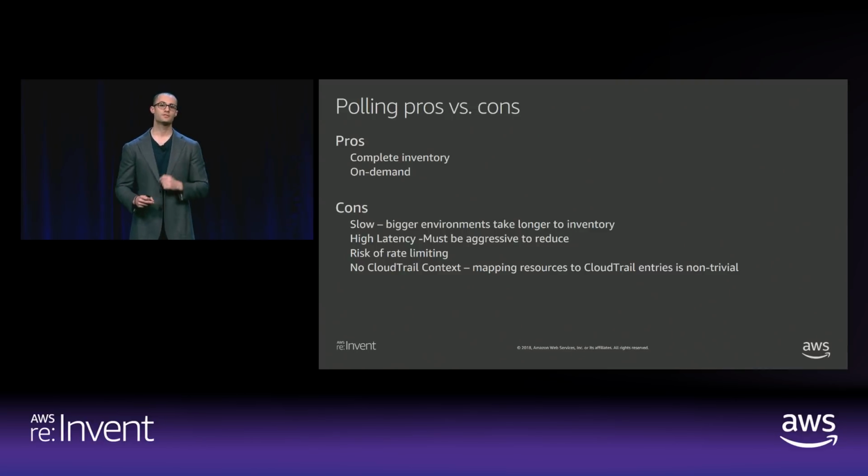There are pros and cons to both approaches. To polling, the pros are that you can get a full and complete inventory of all of your resources on demand whenever you need it. So if you want to see all the security groups in a given account and region, you simply issue a describe security groups call, and it will give you all your security groups for that account and region. That's great, but there's a number of cons to this approach as well.